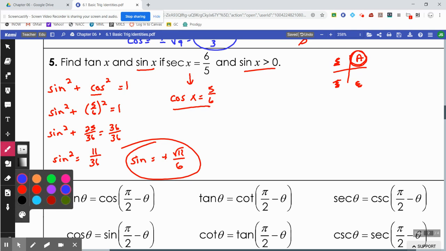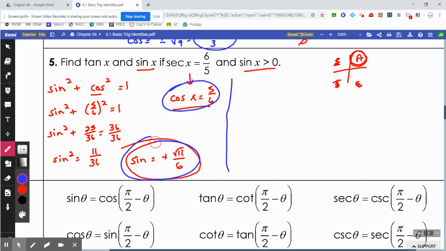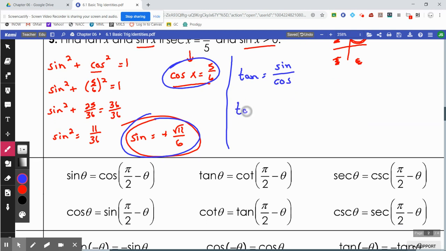So let me change colors here. Since I have cosine and I have sine, then I have tangent because I know that tangent is equal to sine over cosine by the quotient identity. So that means that tangent will equal, the sine was the square root of 11 over 6. The cosine was equal to 5 over 6. When you flip and multiply, your 6's will cancel. It's going to give you root 11 over 5.